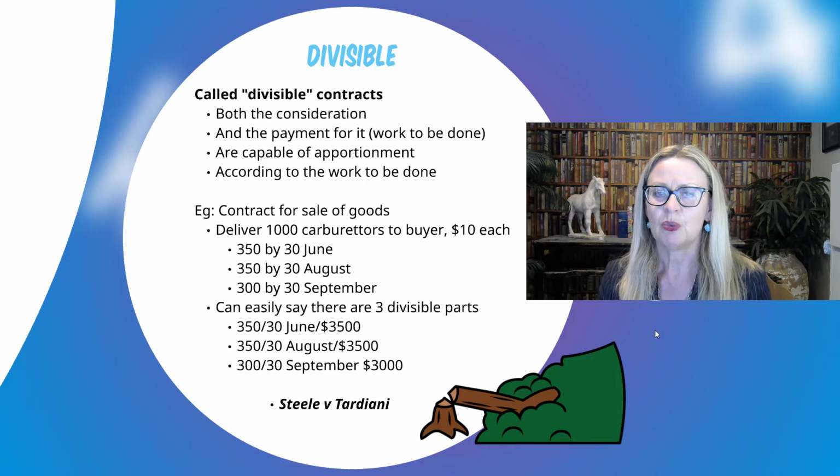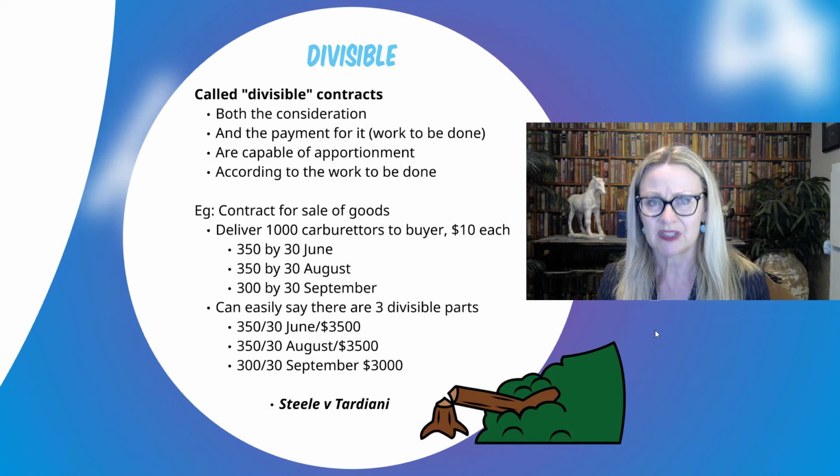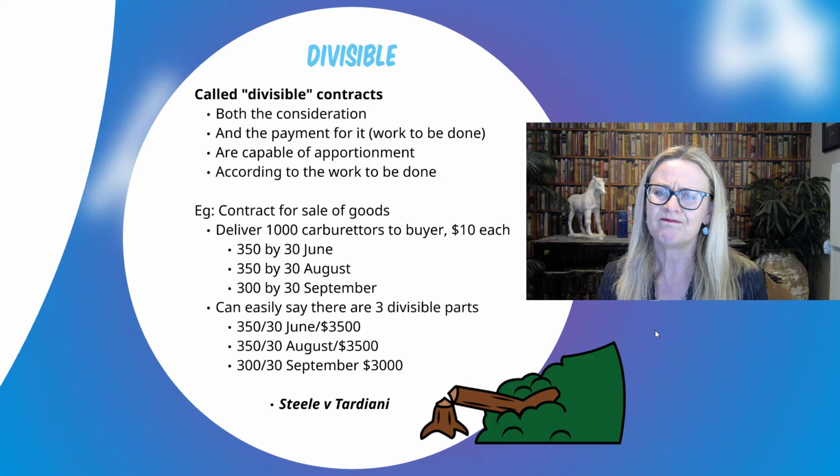So you can work out there, if you had that contract and it was only performed for June and August, you'd know exactly what the underperforming party could claim for. So perhaps a fairer interpretation of contractual obligations. Steel and Tardiani is just a good example of that.